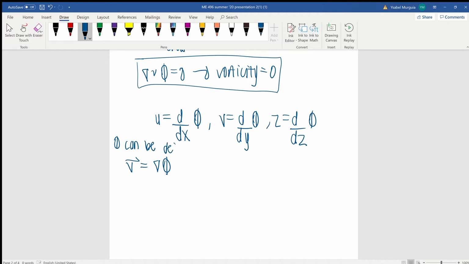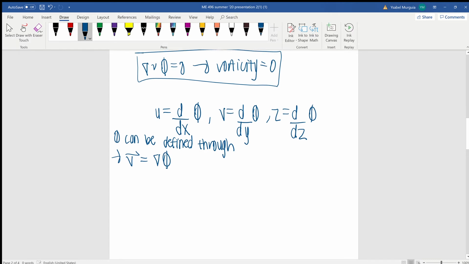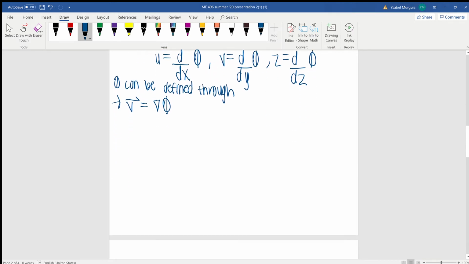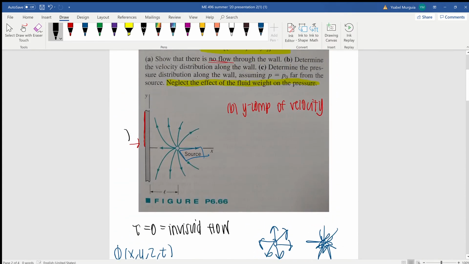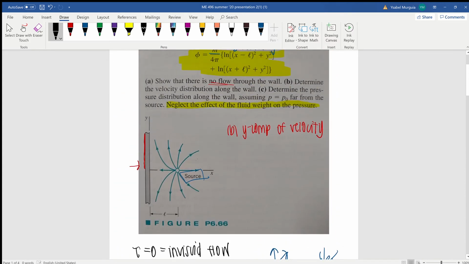And this is just something that we learned. Phi can be defined through this. Okay, so just a little bit of background. Okay, so for part A, they're asking to show that there's no flow through the wall.